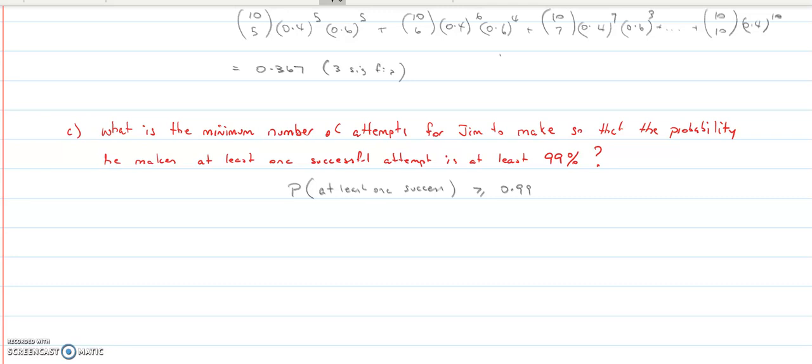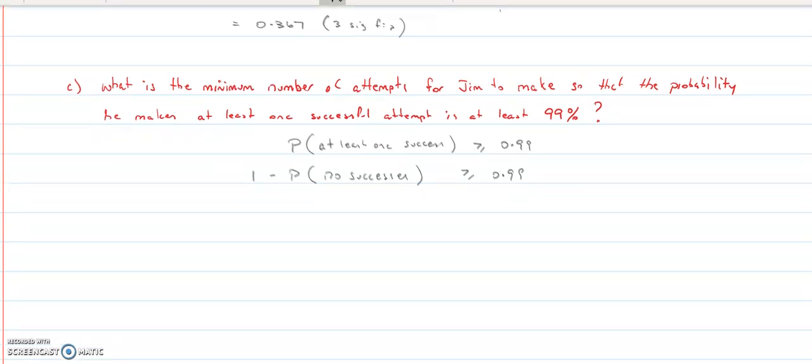Now, whenever you see the words at least, you should be thinking, what is the complementary event to that? Because at least one is 1, 2, 3, 4, 5, 6, 7. The complement is 0. He's either going to get at least one success or he's going to get no successes, and that's only one calculation you need to make. So why don't we turn this around and say this means exactly the same as 1 minus the probability of no successes, and that is greater than or equal to 0.99.